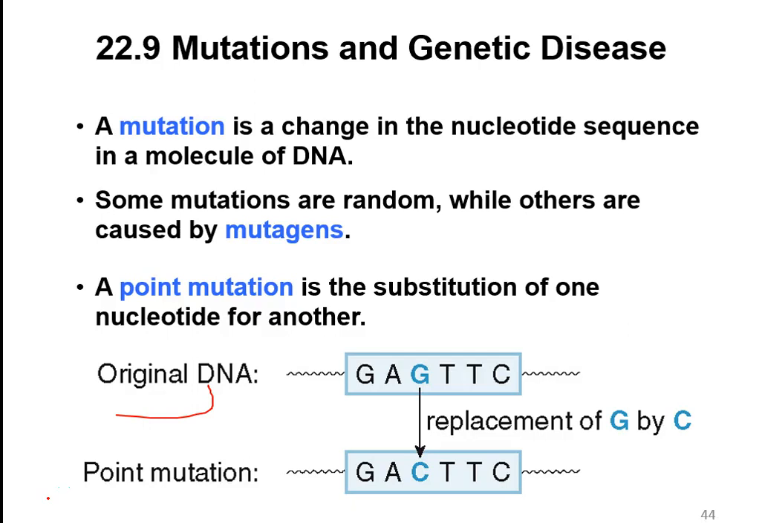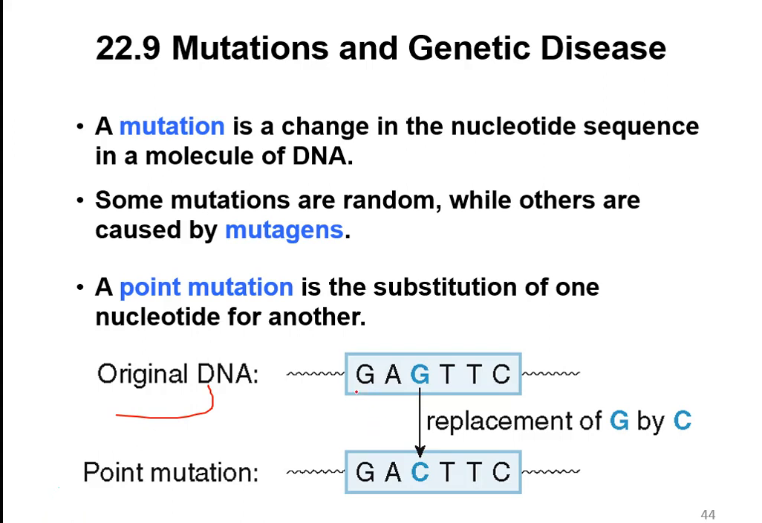All right, in section 22.9, I'm going to talk about mutations to the genetic code. Basically, a mutation is a change in the nucleotide sequence of the DNA. Some mutations are random, while others are caused by a mutagen, which is like a chemical of some sort that affects our DNA. And a point mutation is the substitution of one of the nucleotides for a different one.